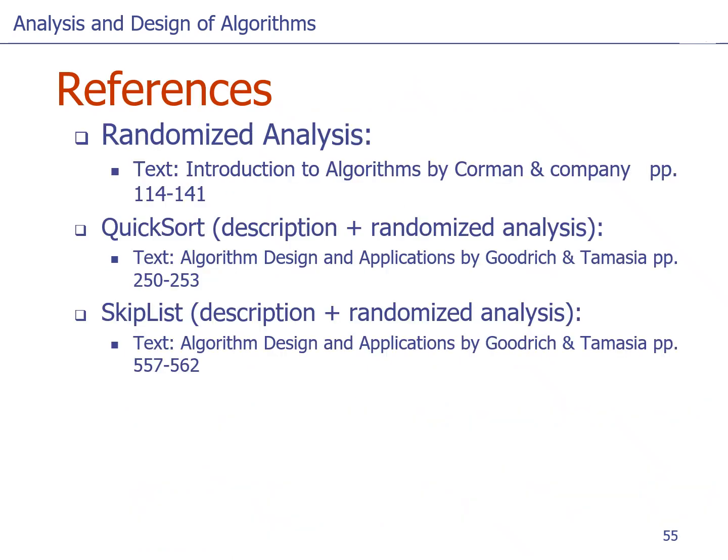I will conclude today's lecture by references to randomized analysis from the Cormen textbook, and 2 references to the Goodrich and Tamassia textbook for quicksort and skip list analysis. So please read them. They have a detailed description of what I have discussed in case you have any questions about randomized analysis.